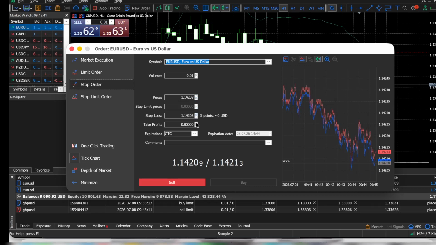Before placing any order, always double check the price levels to make sure your entry, stop loss, and take profit match your strategy. That small review can help prevent mistakes and make your trading process much smoother.